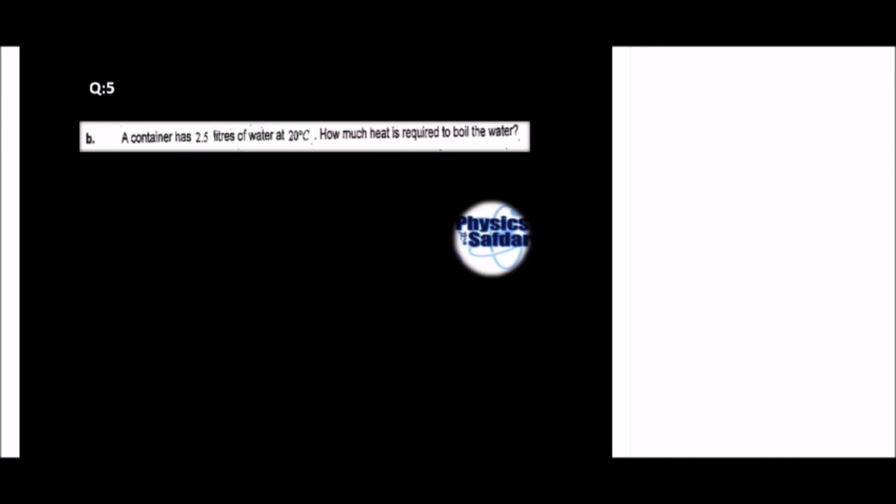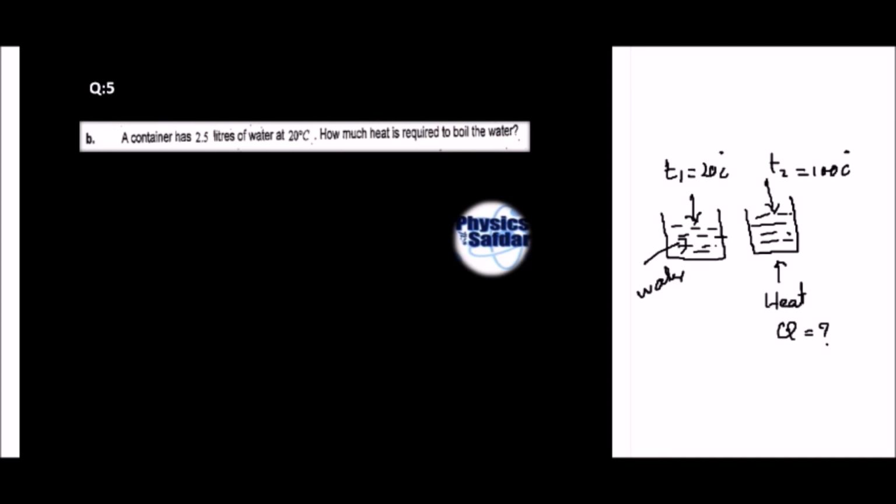Section C, question number 5, part B. The question is, a container has 2.5 liters of water at 20 degrees Celsius. How much heat is required to boil the water? Look at this diagram. This is container containing water 2.5 liter and initial temperature is 20 degrees Celsius. Then start heating till boil. The water gets temperature 100 degrees Celsius. So we need to calculate that heat required.